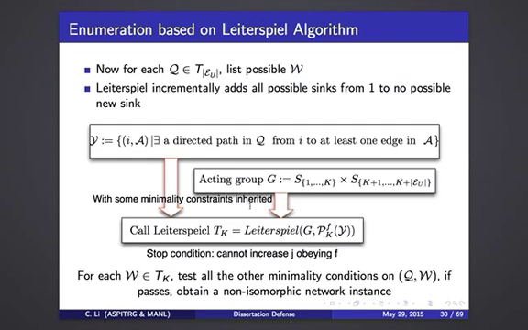It first adds one thing, then a second, and so on. Since the number of things is not fixed for a specific Q, we stop at the point where there is no possible new thing to be added. Then for each obtained W, we test the other minimality constraints on the QW pair. So if it passes, we obtain a non-isomorphic network instance.